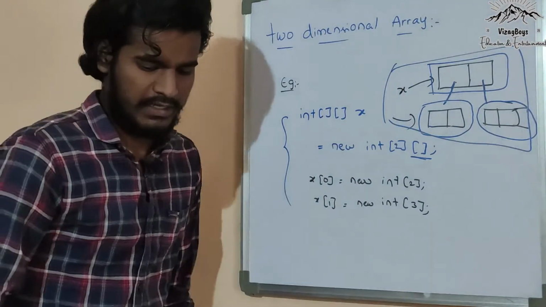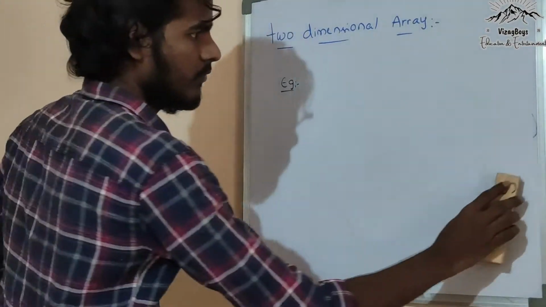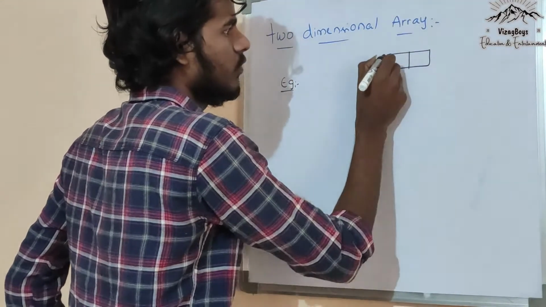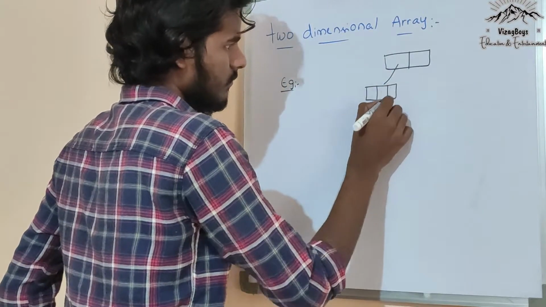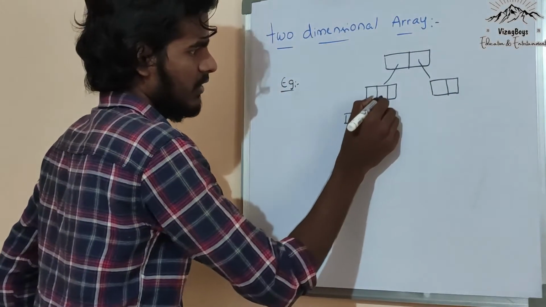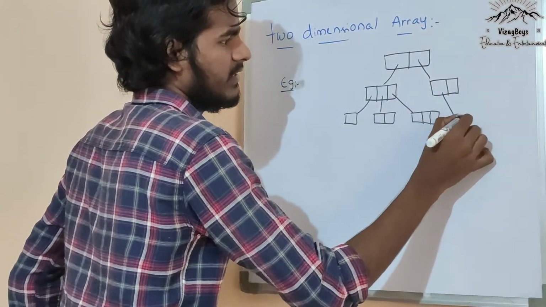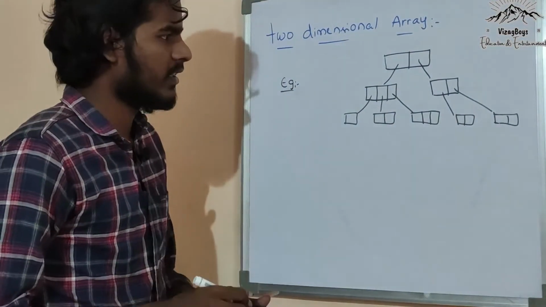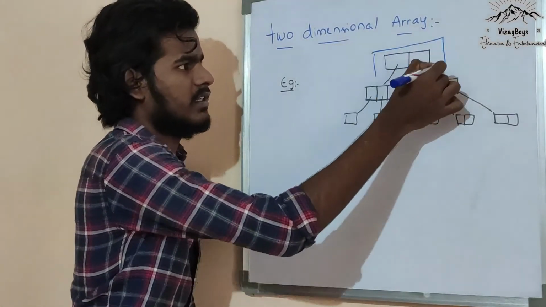Let's see another example. The base size is 2. Base size is 3, 2. Base size is 1, the size 2. Size 3. Here size 2, here size 2. It's an array. How to create the corresponding Java code? Listen carefully. What is the base size?